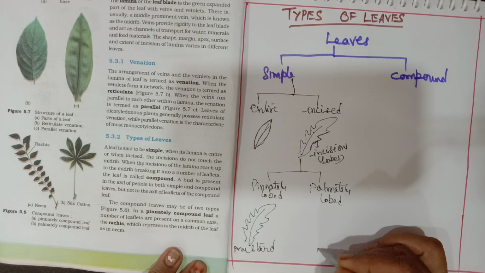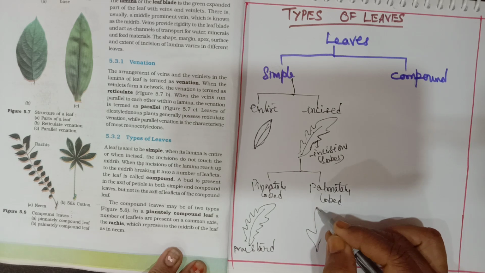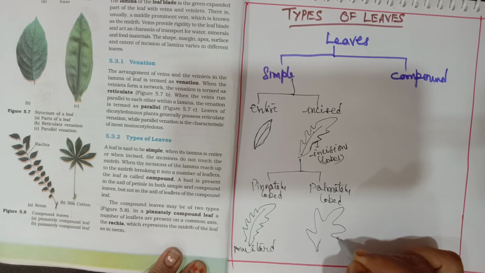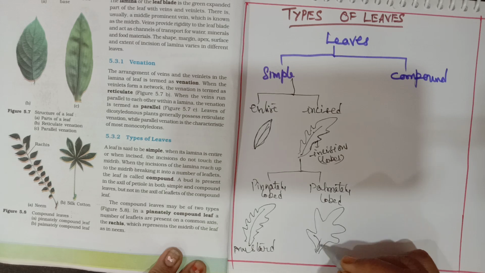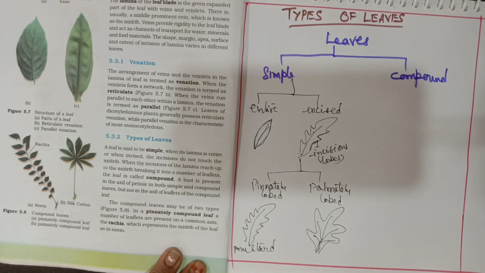Palmately lobed leaves are those where the incisions are spread out like the fingers of a palm. In different directions, the incisions are spread out, and each lobe will receive one main vein or one midrib. Each lobe will receive. This type of leaf is called a palmately lobed leaf. For example, we find it in cucurbita.